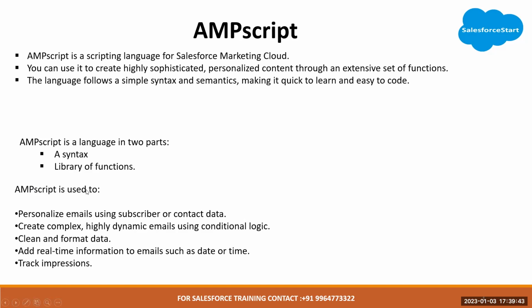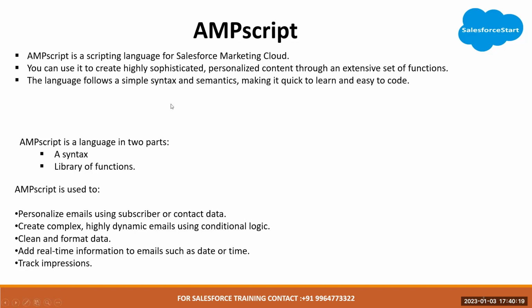I have already noted all the points here. This is mainly for subscriber and contact or data extensions. Wherever you want to get data and use that data in your email content builder, or build dynamic emails based on some conditions, or add the current date and time, and track impressions. Mainly for this purpose, we can go for the AMPScript language in Salesforce Marketing Cloud. We'll start with the syntax for AMPScript and how we can use it.